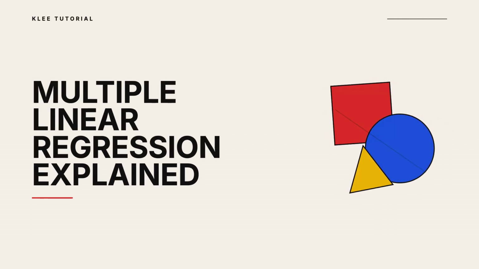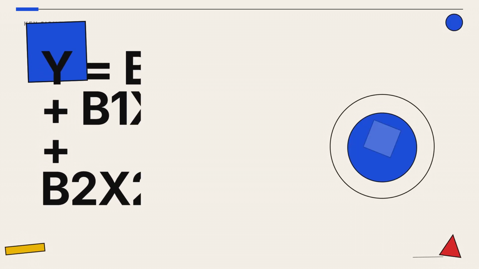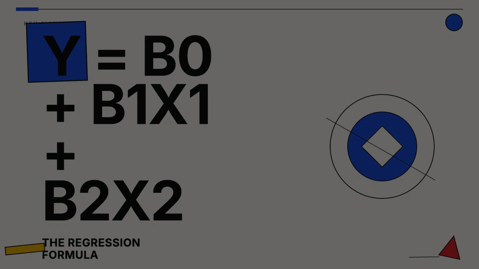Have you ever wondered how analysts predict outcomes based on several different factors at once? That is where multiple linear regression comes in. At its core, this statistical method is about predicting a single target value by looking at how multiple independent variables influence it. This formula helps us weigh the impact of each input.